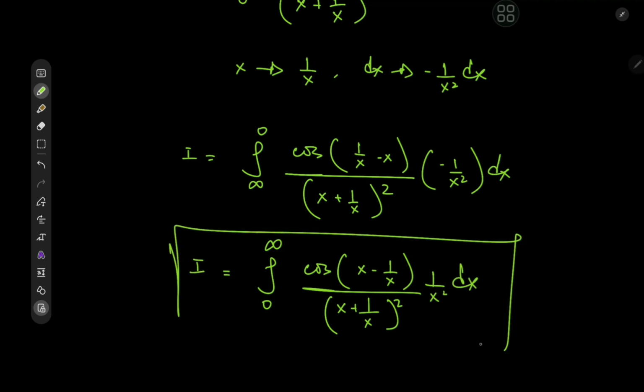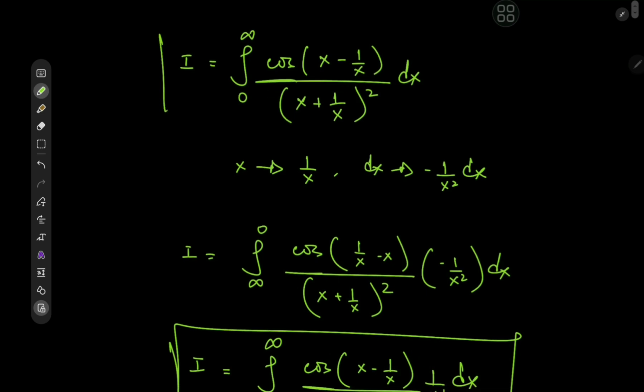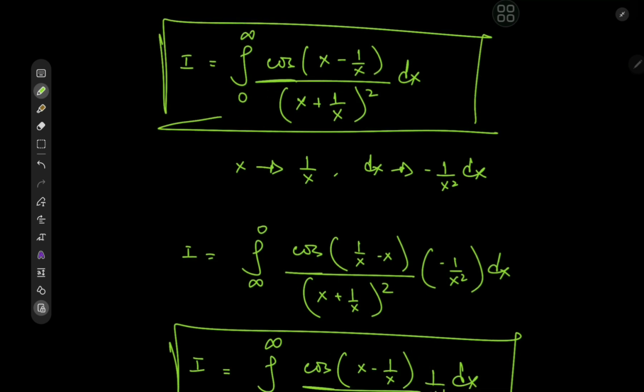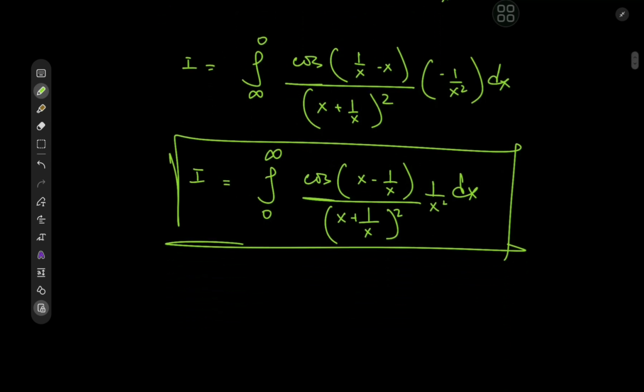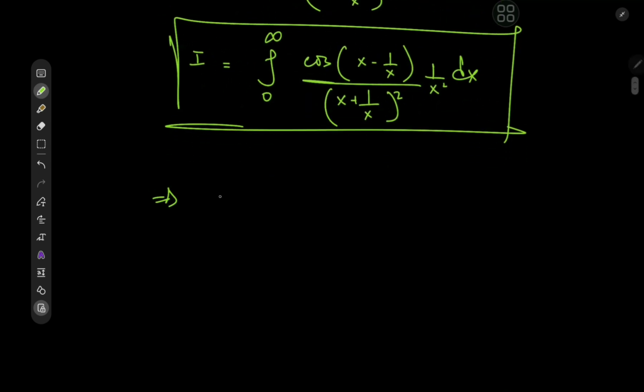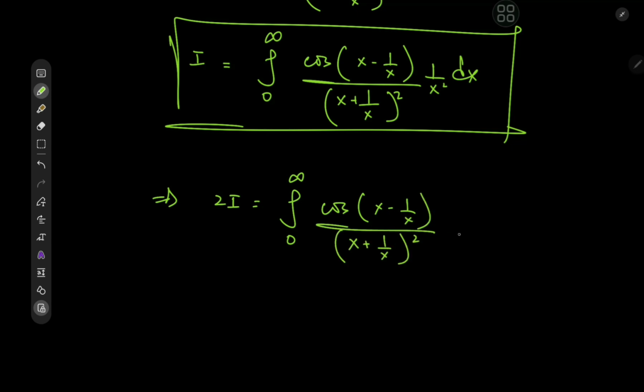So we see that we have two forms for the target integral I, and the only difference is a factor of 1/x squared in the integrand. So let's add these two up and see what kind of structure emerges. We have 2I equal to the integral from 0 to infinity. Now using the linearity of the integration operator, we add up the integrands. So we factor out cosine of (x minus 1/x) divided by (x plus 1/x) squared, and we're left with 1 plus 1/x squared dx.